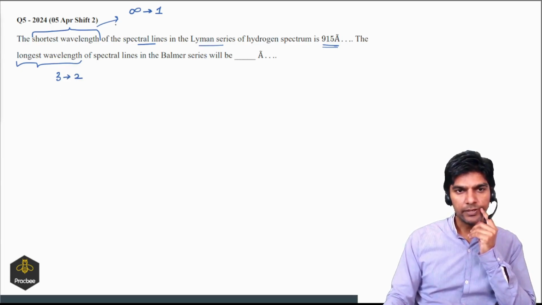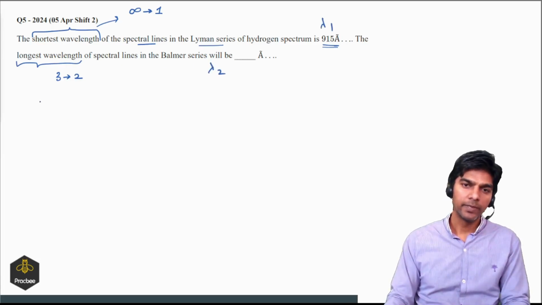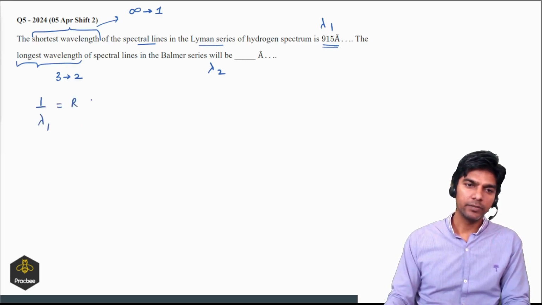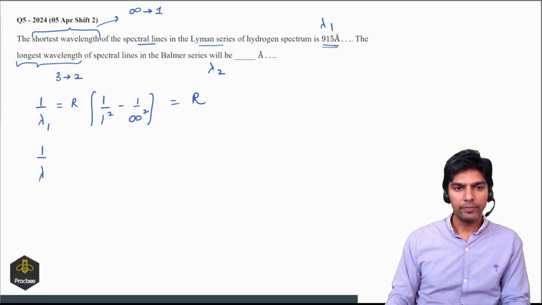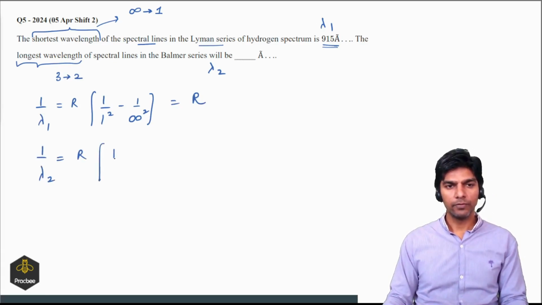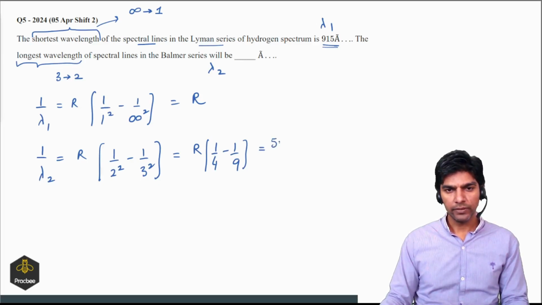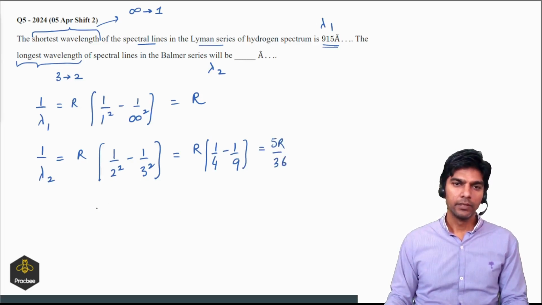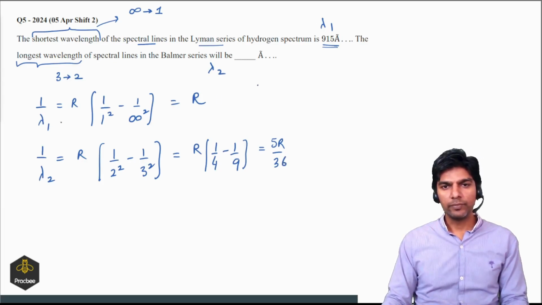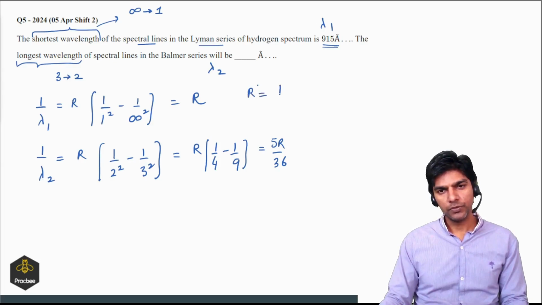So first let me call this wavelength as lambda 1 and this as lambda 2. So we have to find lambda 2. So 1 by lambda 1 is R times 1 by 1 square minus 1 by infinity square, which comes out to be R. And 1 by lambda 2 will be R times 1 by 2 square minus 1 by 3 square. So that will be R times 1 by 4 minus 1 by 9, which comes out to be 5R by 36.